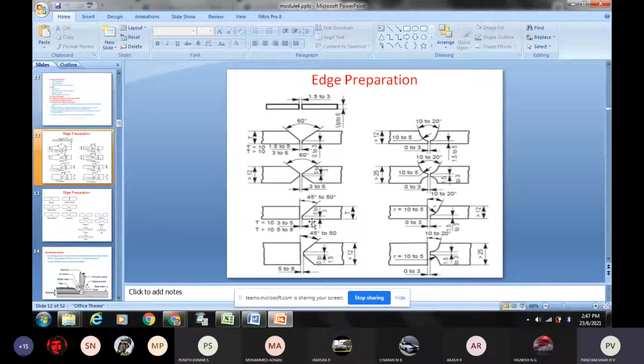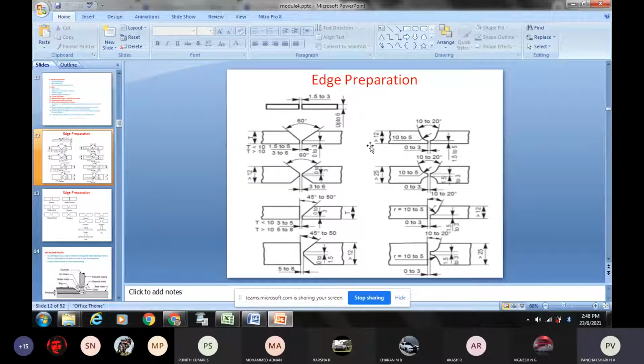Or the other method is also mentioned here. You can see this one side we can do, here single side, here double side, when thickness is more. And this is one V shape. This is called V groove preparation. V shape of groove preparation. And this is U shape. See, U shape groove preparation like this.